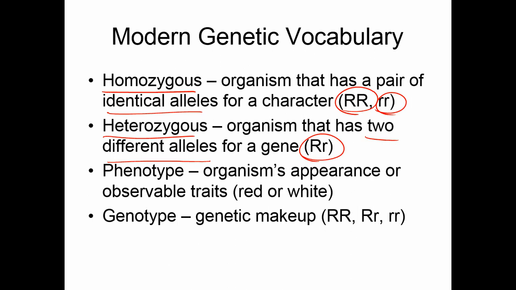The phenotype is the organism's appearance, what they physically have. So these would be the words, like, is the plant red or is it white? The genotype is the genetic makeup. That's going to be what 2 alleles they are carrying. Are they carrying a homozygous dominant, a heterozygous, or homozygous recessive?